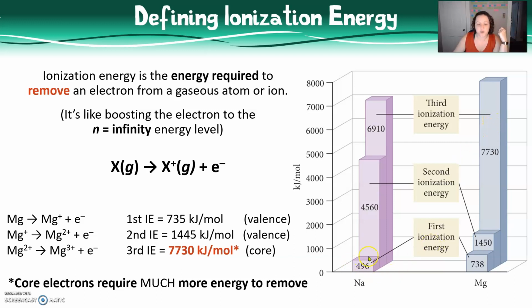Finally, note that for sodium, the large jump in ionization energy happens between the first and second ionization energies because sodium only has one valence electron. So all elements will see a large increase in the ionization energy for core electrons compared to valence electrons.